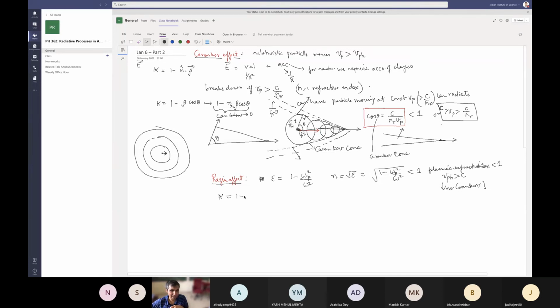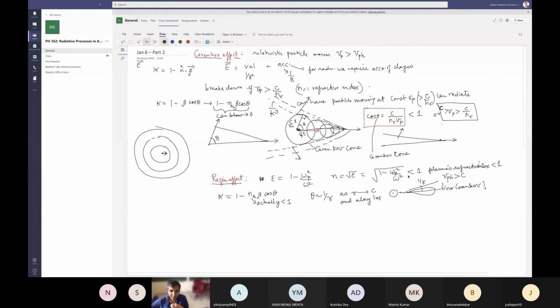Your kappa becomes 1 minus n_r beta cos theta, and this n_r is actually less than 1 in this case. You remember there was a beaming effect, theta becoming of order 1 by gamma as velocity tends to the speed of light, along the line of sight. So all your isotropic radiation gets beamed in an angle of order 1 by gamma. That happens because this 1 by kappa cubed factor becomes very, very large.